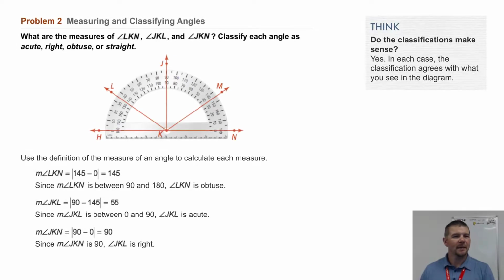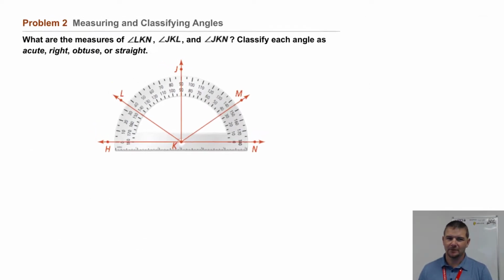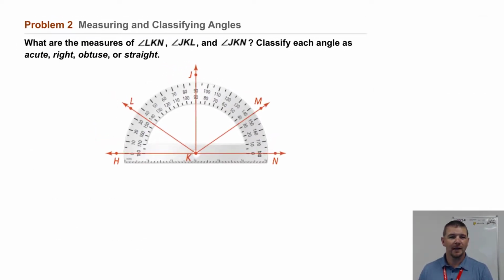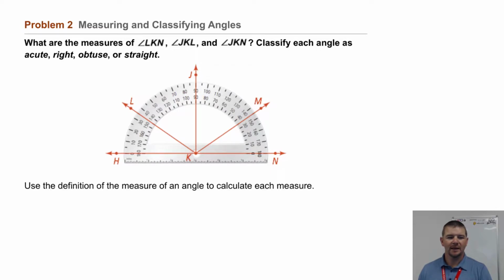Problem 2. Measuring and classifying angles. What are the measures of angle LKN, angle JKL, and angle JKN? Classify each angle as acute, right, obtuse, or straight. Use the definition of the measure of an angle to calculate each measure.